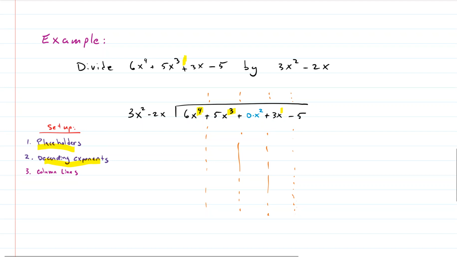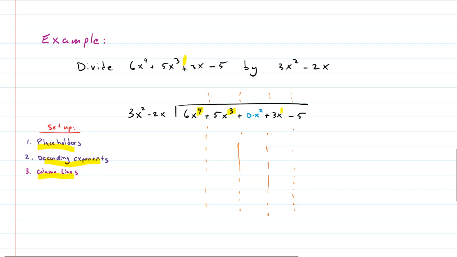We have our placeholder. I like to have column lines. Those are these things. You don't necessarily need those. I just do that because it reminds me that I need to keep different columns separate. Because when you're adding and subtracting polynomials, you can only add and subtract like terms. So we can only add or subtract something with an x to the 4th with something else with x to the 4th. So the column lines help me keep my like items separate.